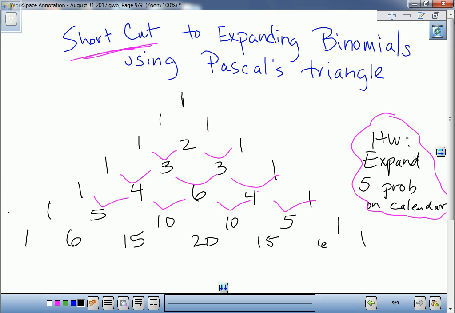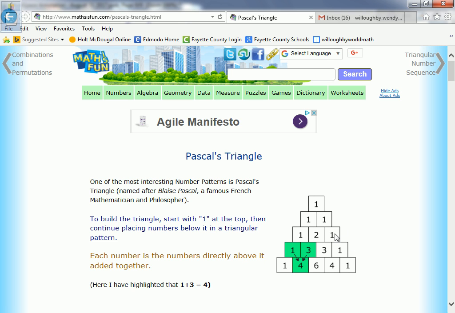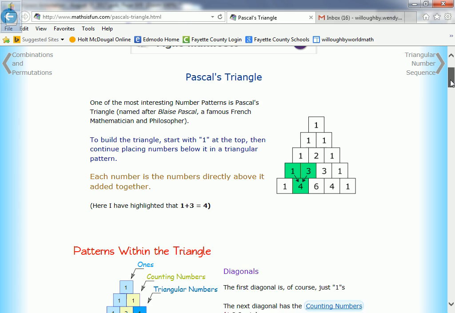Now let's talk about what it is and how we're going to use it. Alright. So here's one of my favorite websites. If you guys are sitting at home bored on the weekends, great place to go. It's called mathisfun.com. Alright, so on this one, it tells us about Pascal, a French mathematician, who started building this triangle, and it shows you how to build it. Well, that's what we just did.